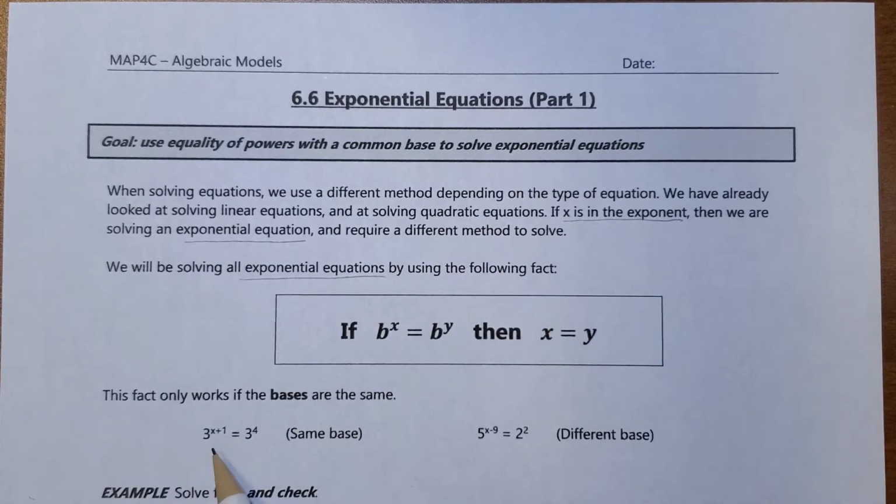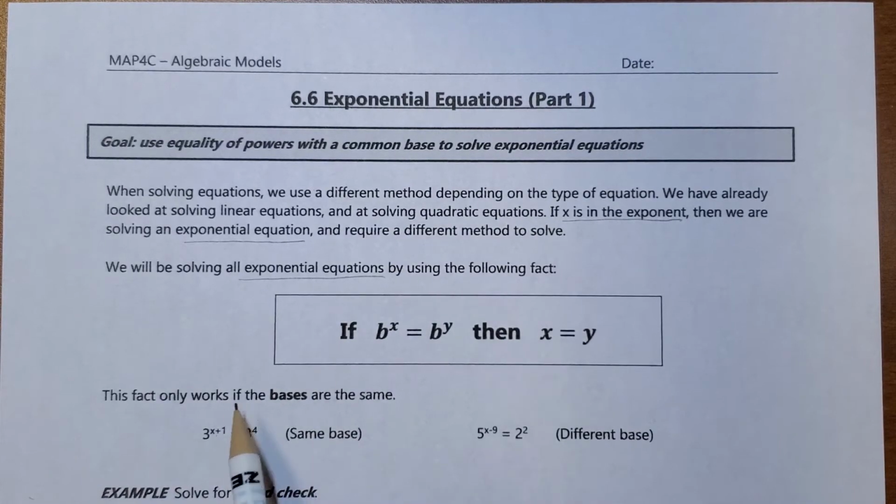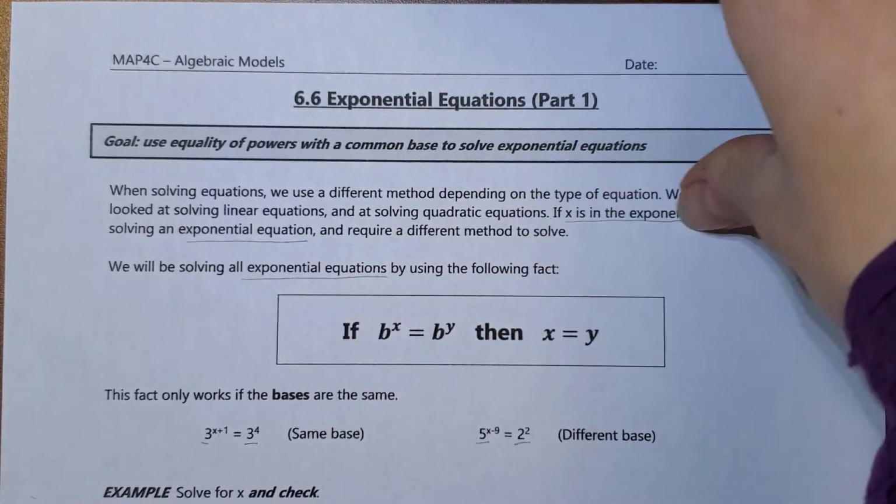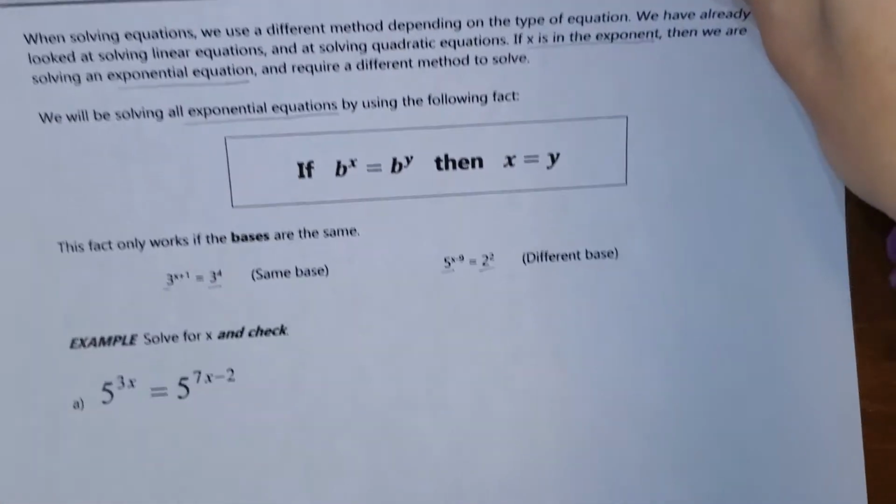So if we look at our first example, 3 to the power of x plus 1 equals 3 to the power of 4. Our x is in the exponent, and our bases are 3 and 3. So we could use the above property to solve for x. But here, 5 to the power of x minus 9 and 2 to the power of 2, x is in the exponent, but our bases are different, so we can't use this method to solve. So let's look at an example.